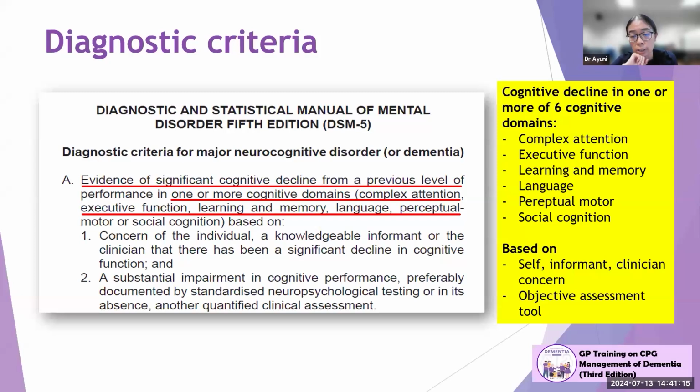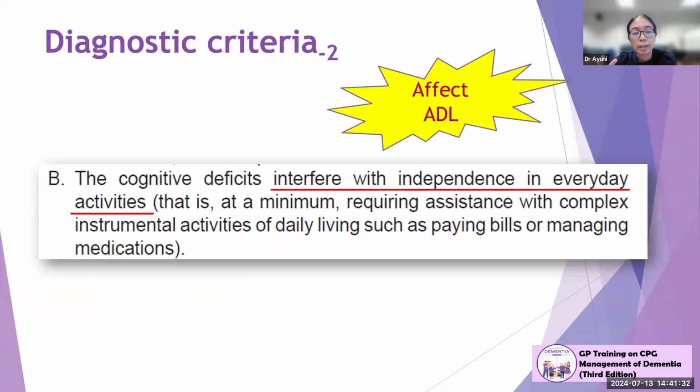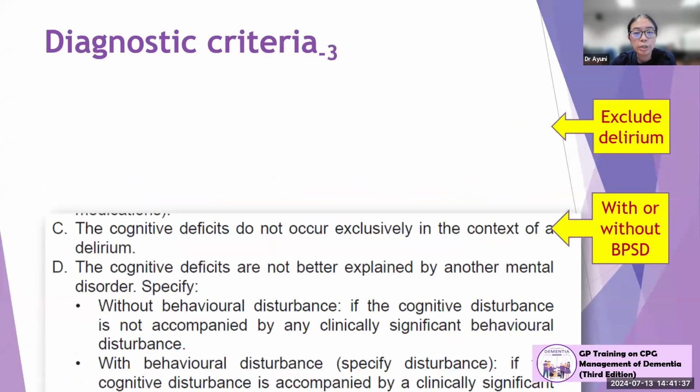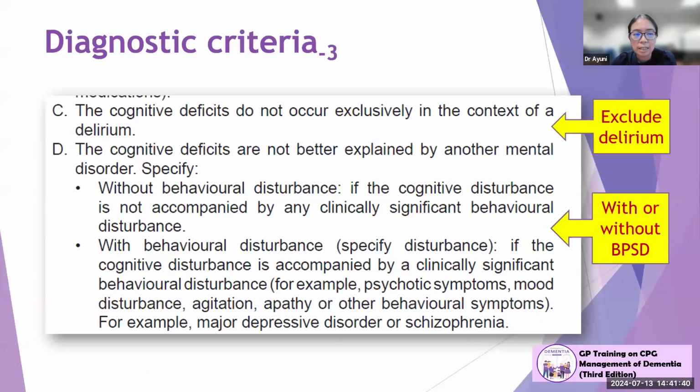You just need 1 out of 6, based on the patient's self-report, the informant, or the clinician's suspicion, plus objective assessment documentation. So you must perform a cognitive test. Criterion B, it affects the activities of daily living. Criterion C, you must exclude delirium. D, you must write down with or without BPSD. For us, you just need to fulfill A, B, C. If for D you have no time to assess, it's okay. You refer to specialists later, and we will assess.